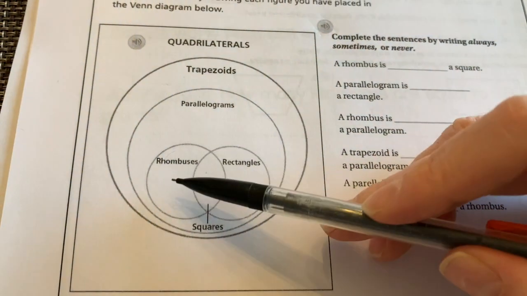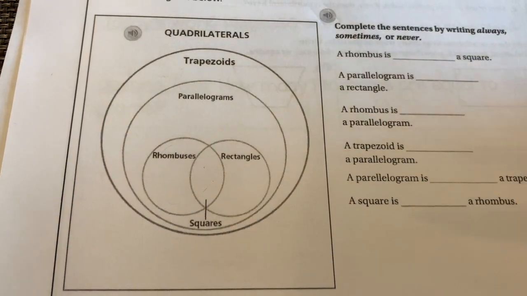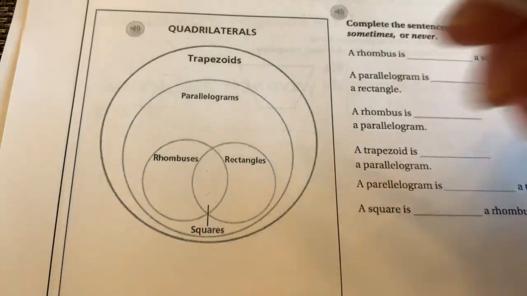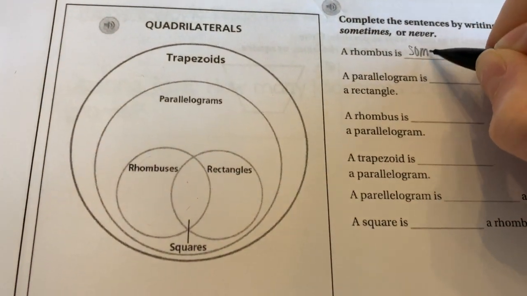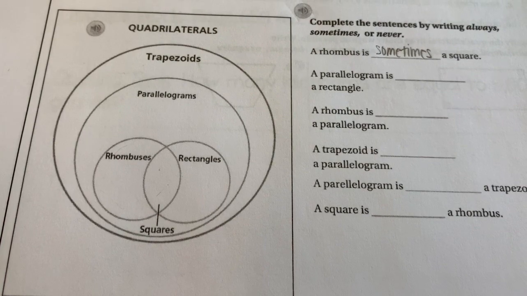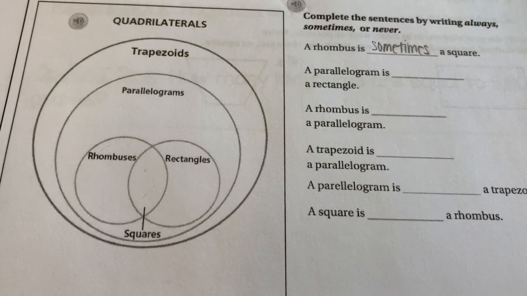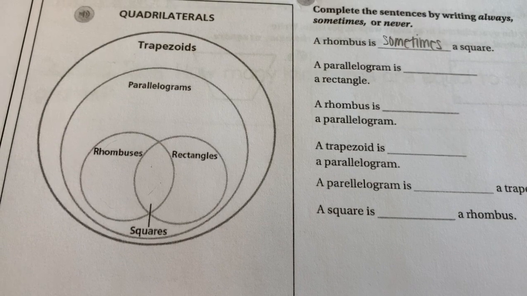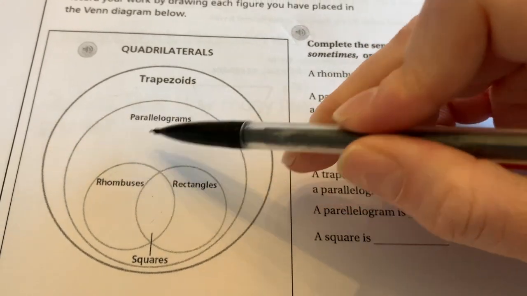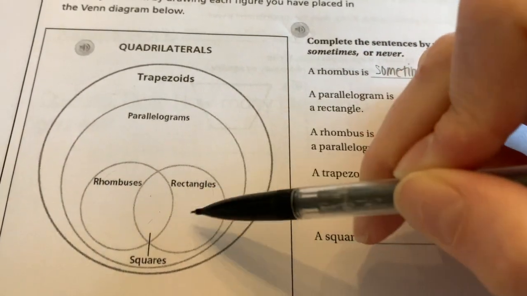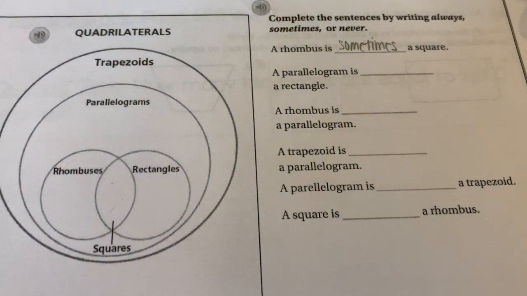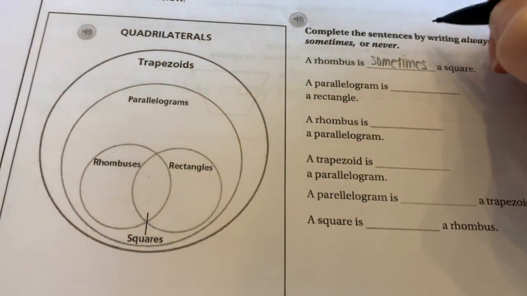So is a rhombus always a square, sometimes, or never? As you can see, a rhombus is a rhombus, and sometimes it's a square, because a rhombus doesn't have to have right angles, but it could. A parallelogram is blank a rectangle. Is a parallelogram a rectangle sometimes, always, or never? A parallelogram doesn't have to be a rectangle, but sometimes it might be. It can have the opposite sides equal, but it doesn't have to have those right angles, but sometimes it does. So that's another one that's sometimes.